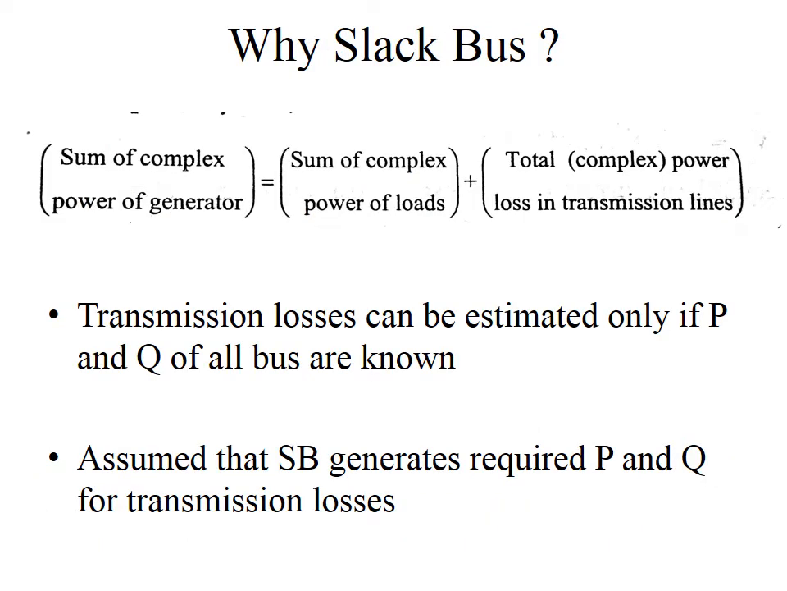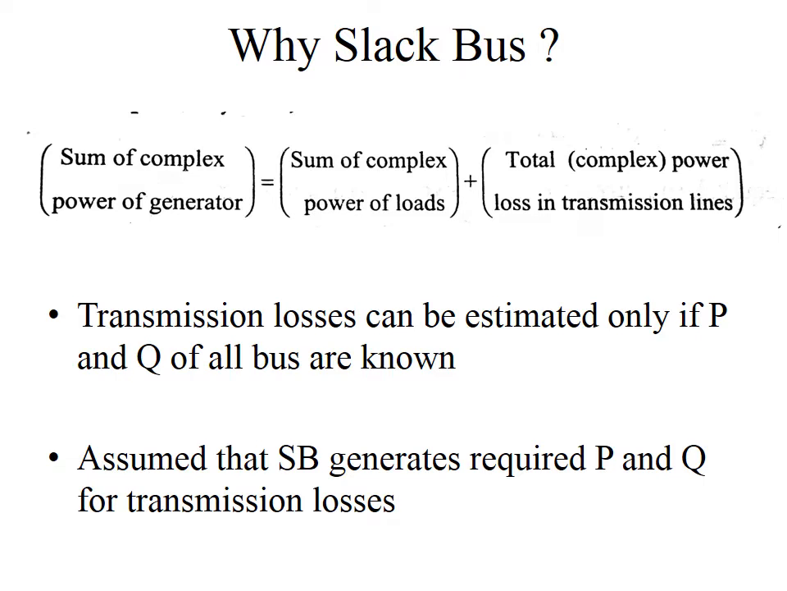Now we will discuss the importance of slack bus. Basically, the power system has only two types of buses, and they are load and generator buses. In these buses, only power injected by the generators and power drawn by the loads are specified, but the power loss in transmission lines is not accounted. In a power system, the total power generated will be equal to the sum of power consumed by the loads and the total power loss in transmission lines.